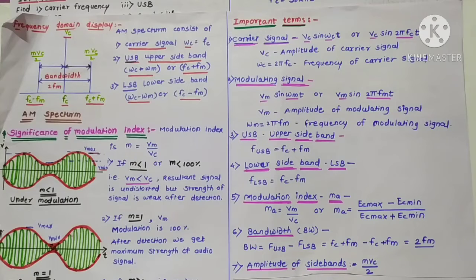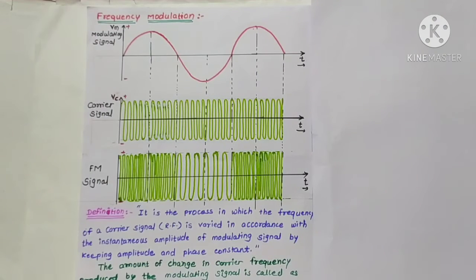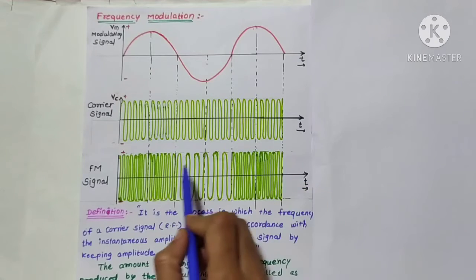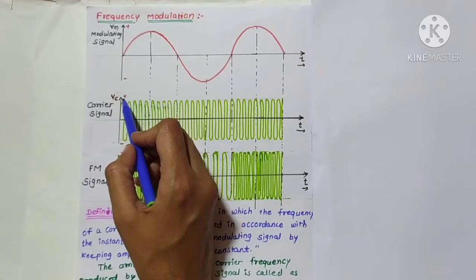Okay students, now let us see what is meant by frequency modulation. As we know, in amplitude modulation the carrier's amplitude changes. Means in amplitude modulation, there is a change in the amplitude of the carrier in accordance with the instantaneous value of the modulating signal, keeping phase and frequency constant. But in frequency modulation, only the frequency of the carrier changes, keeping phase and amplitude constant.